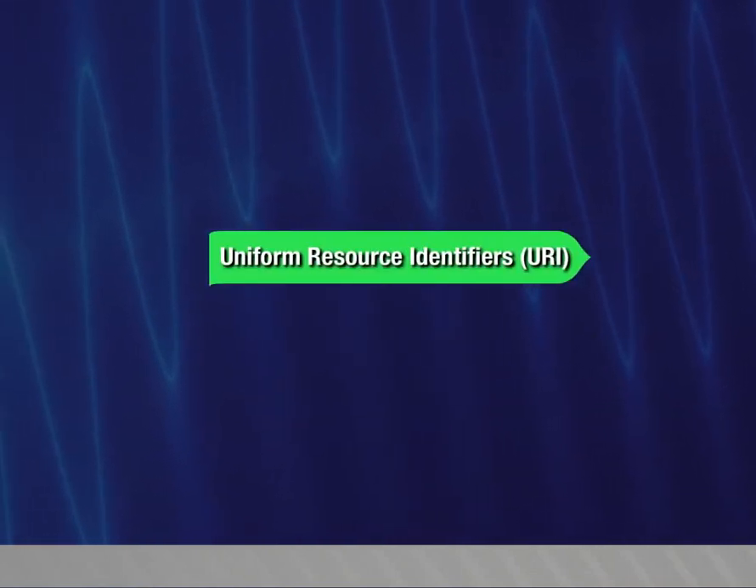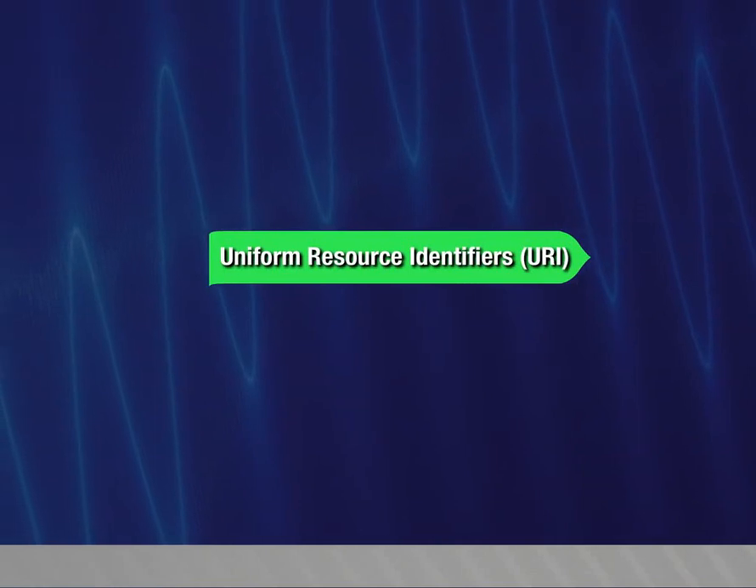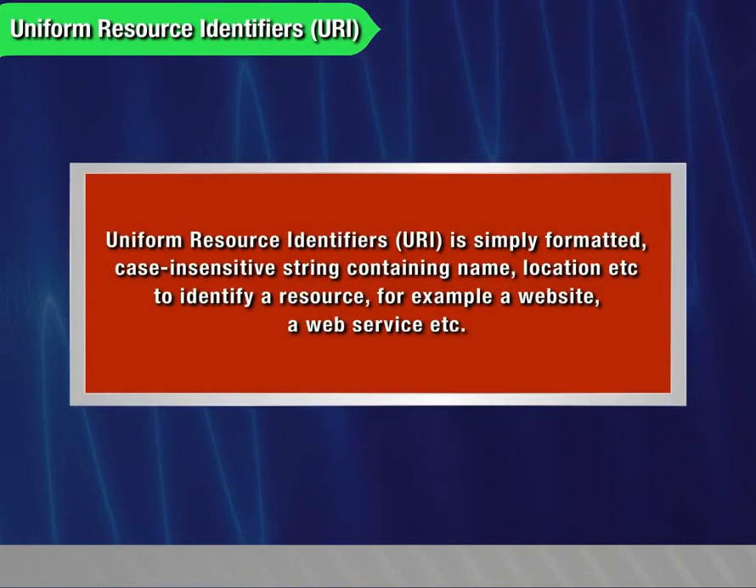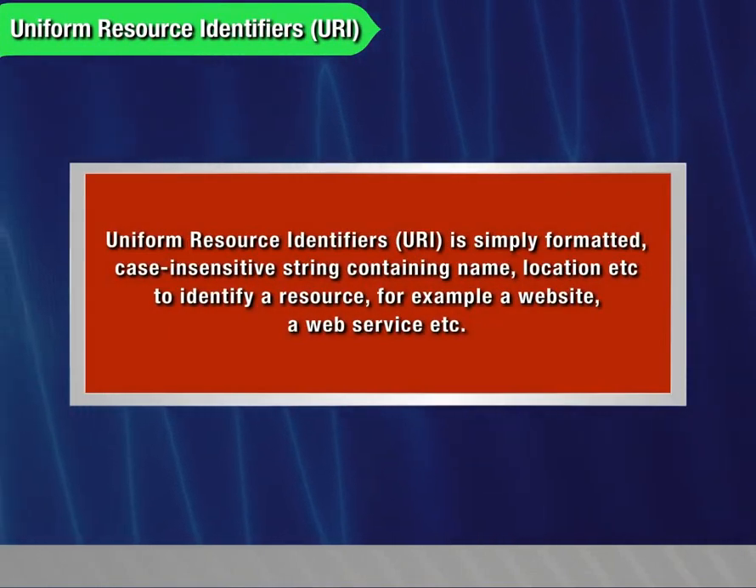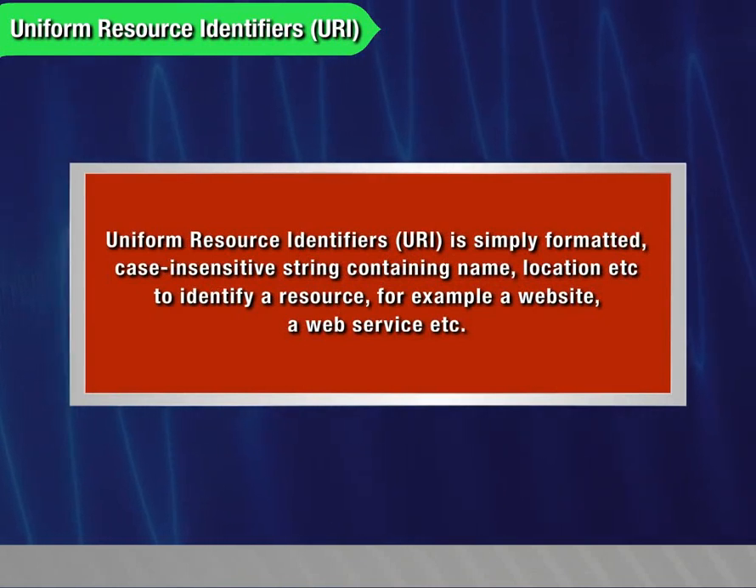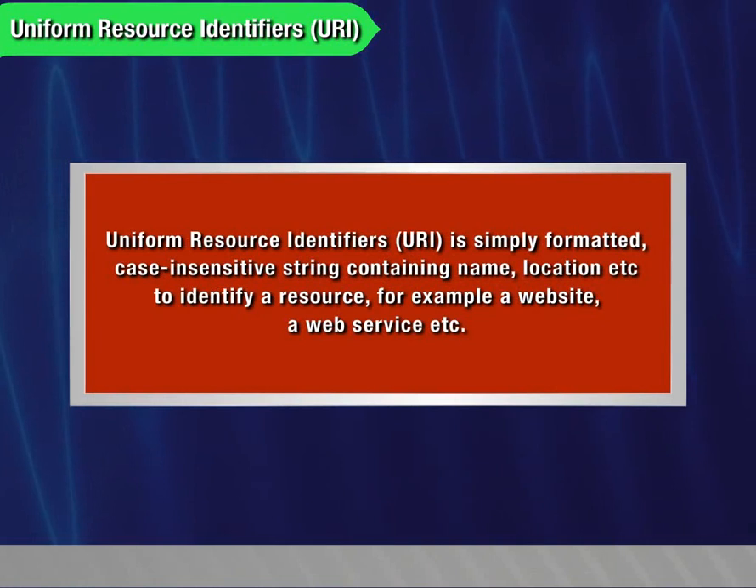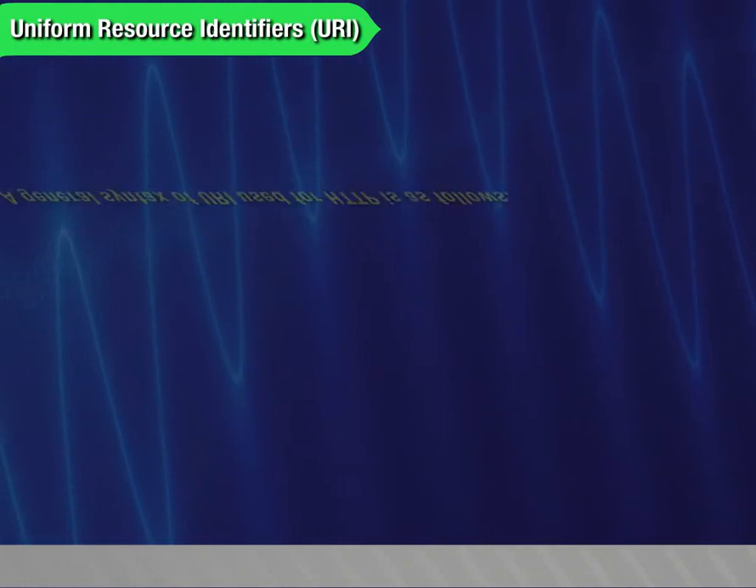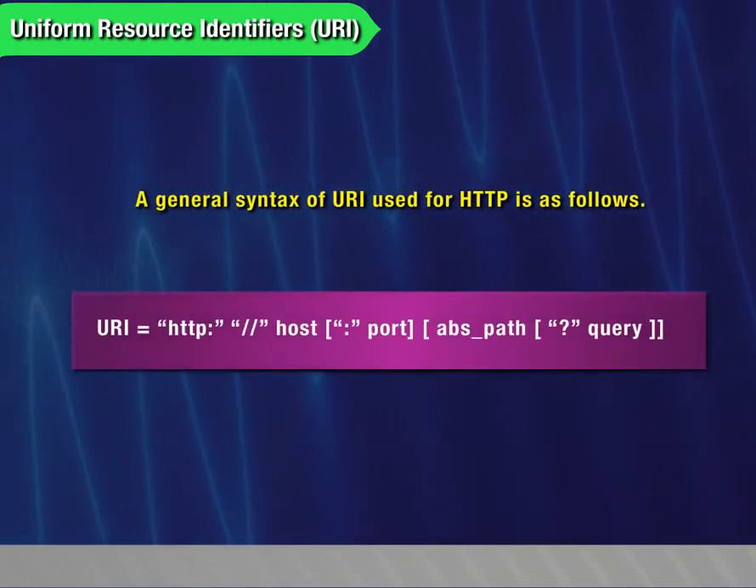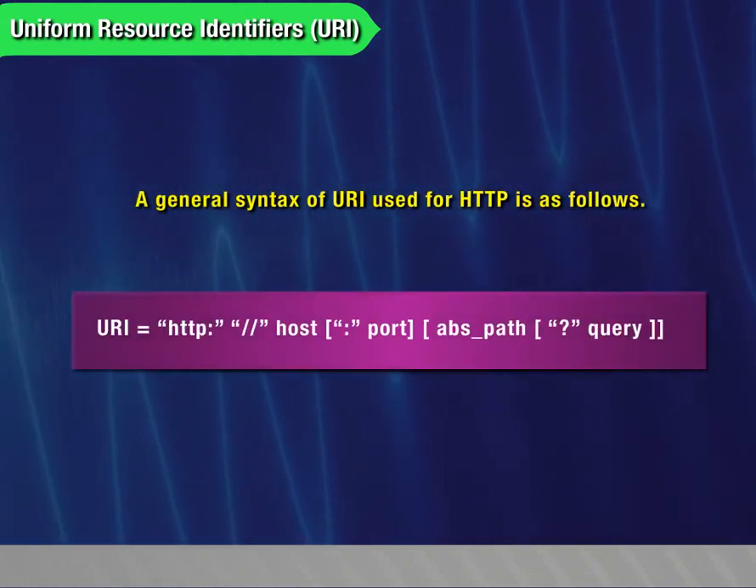Uniform Resource Identifiers, URI. A Uniform Resource Identifier, URI, is simply a formatted, case-insensitive string containing name, location, etc. to identify a resource, for example, a website, a web service, etc. A general syntax of URI used for HTTP is as follows.